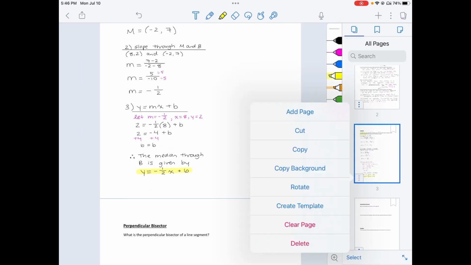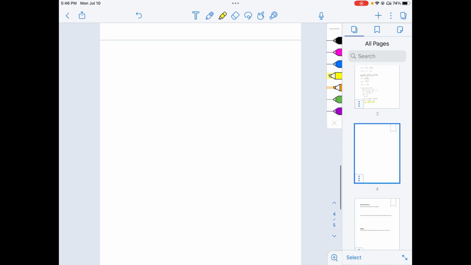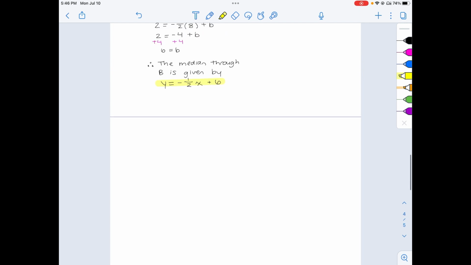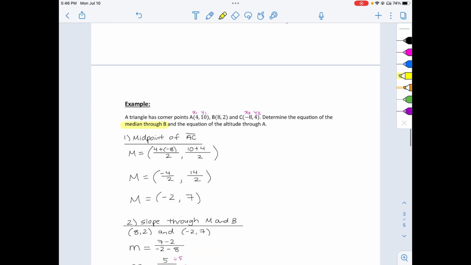The next thing that this asked us to calculate is the altitude through A. I'm just going to copy this down here so we can see the question again when I'm starting out.